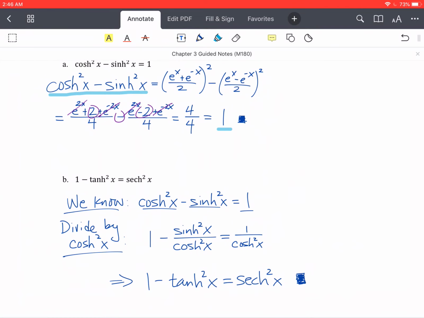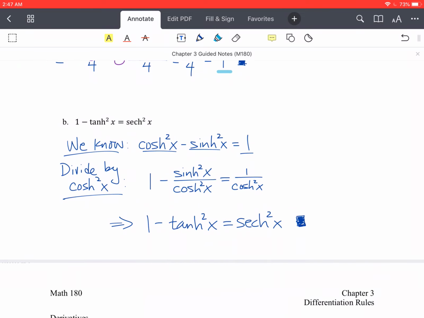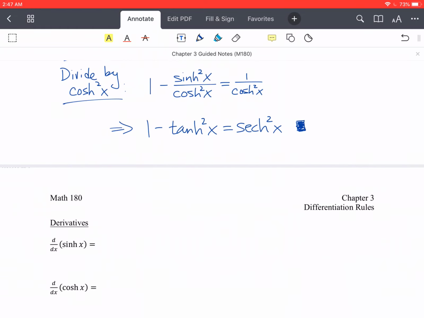So you can use the exponential definition of sinh and cosh to derive their properties, and then use sinh and cosh to derive all of the others. So now let's talk about the calculus of hyperbolic functions.